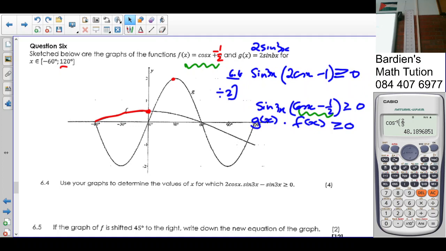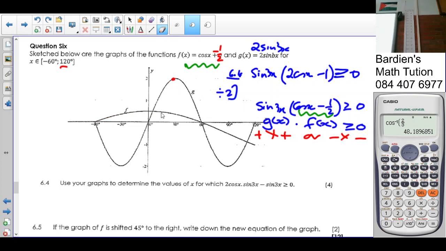So when we're multiplying two factors, when would it be positive? One is positive and the other one is positive, or one is negative and the other one is negative as well. So both graphs must be negative, or both graphs must be positive. Okay? You guys understand? So, either both negative or both positive.